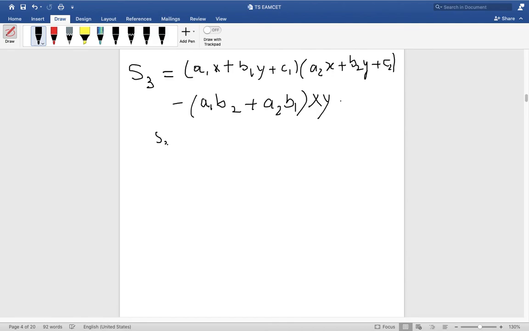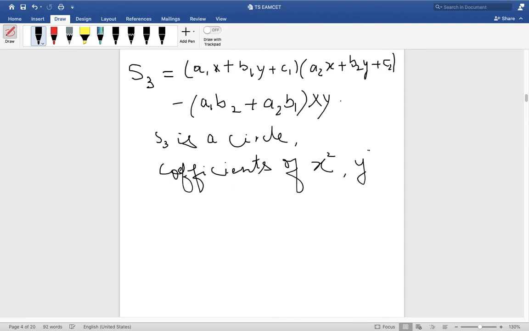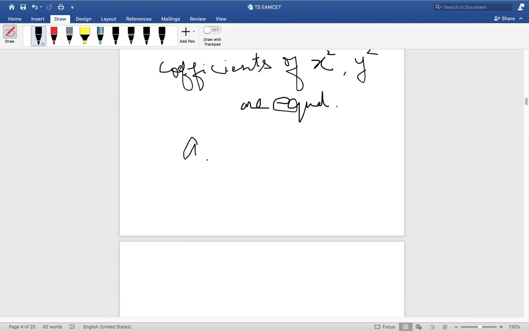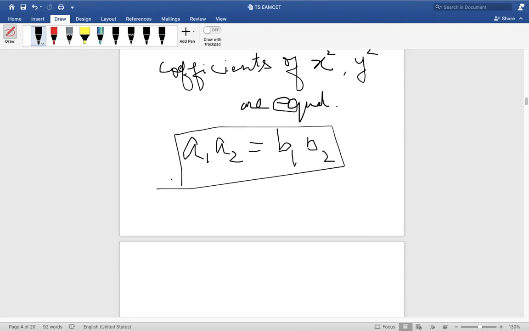Since S3 is a circle, coefficients of x square and y square are equal. So what will you get? You will get a1 a2 equals b1 b2. Hence proof for part 1 as well.